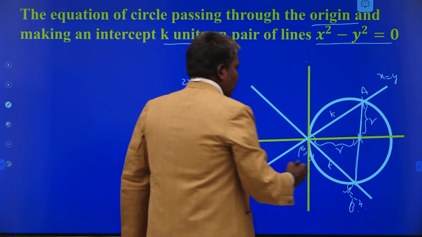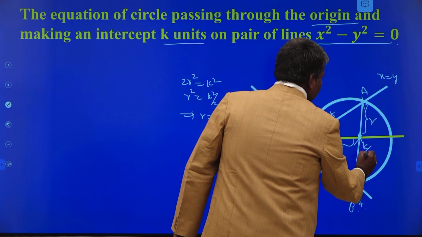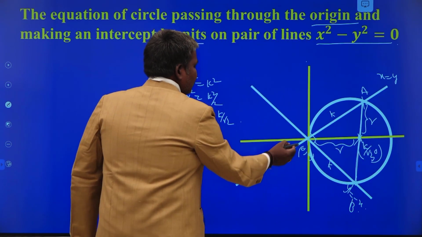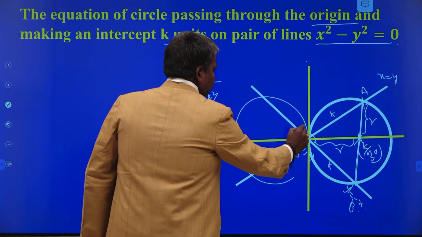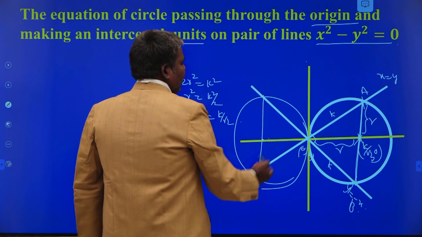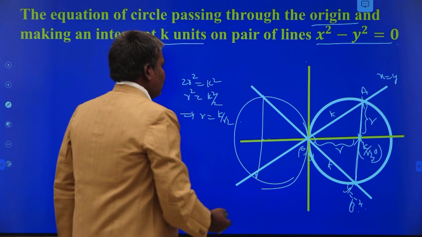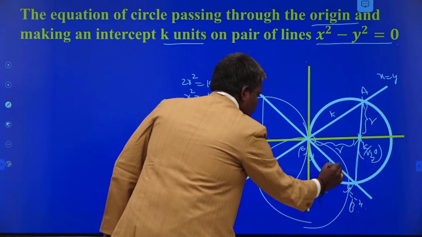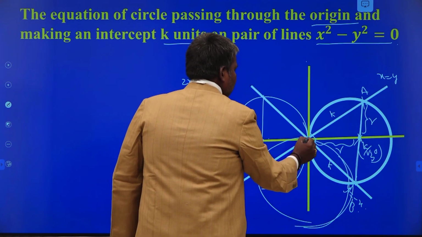So what is the center now? (k by root 2, 0). There exists another circle here also like this. Here this is the diameter of the circle. Here (minus k by root 2, 0) is the center. There exist another two circles like this.